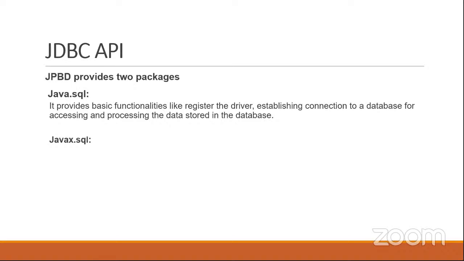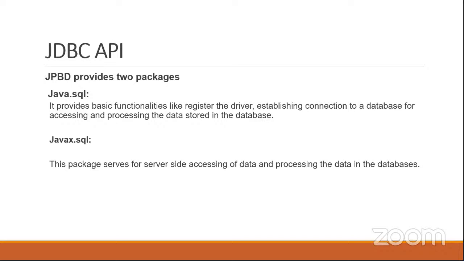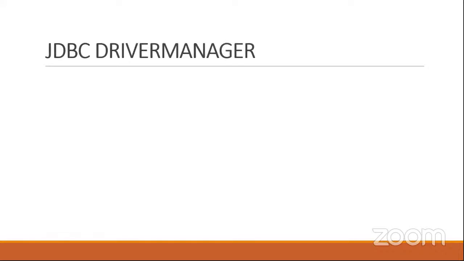Right. So the one more API is Javax.sql. This API is basically for providing services to the server side. Especially this is used with web applications. So the Javax.sql package serves for server side accessing of data and processing data in the database. So these are the two types of APIs which we can use in our Jdbc connection.